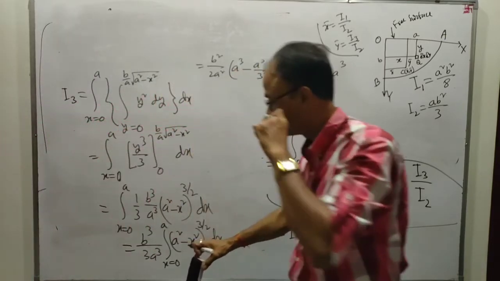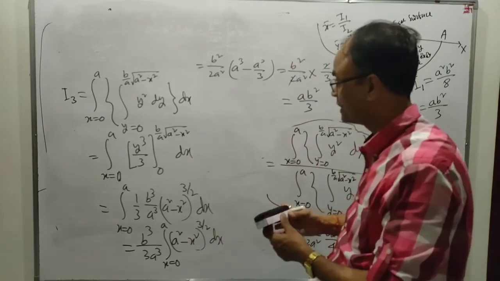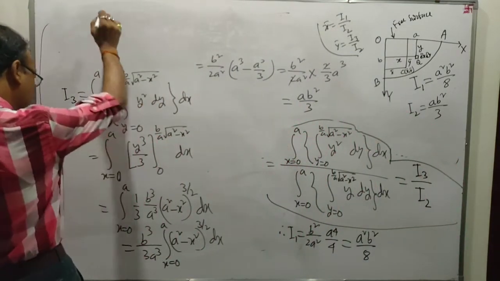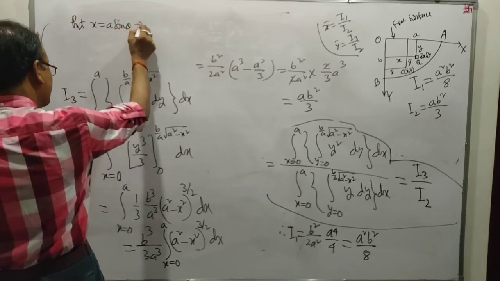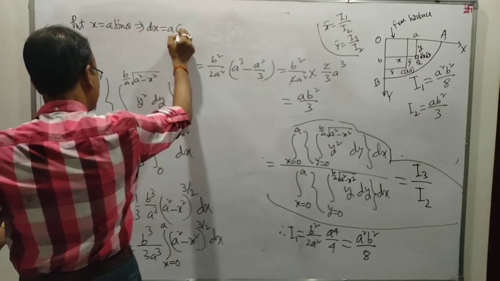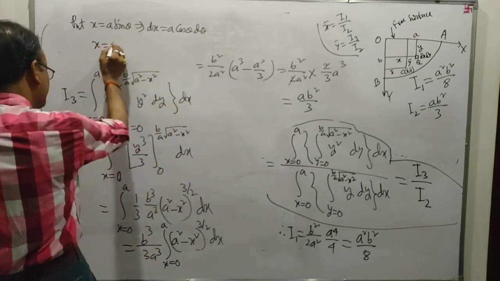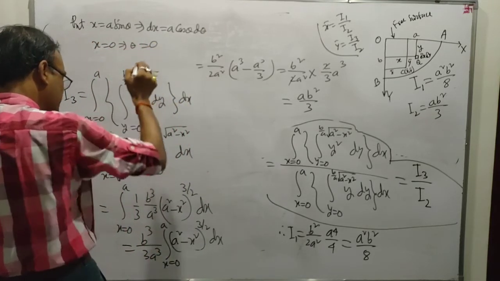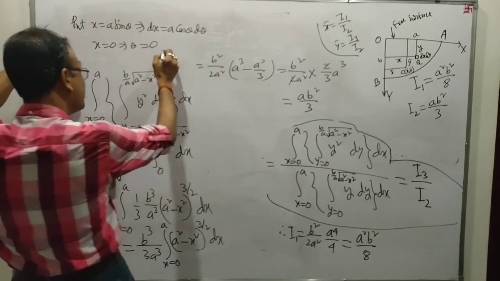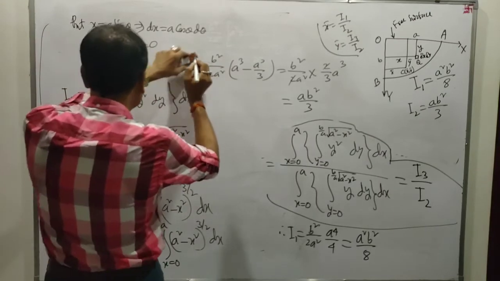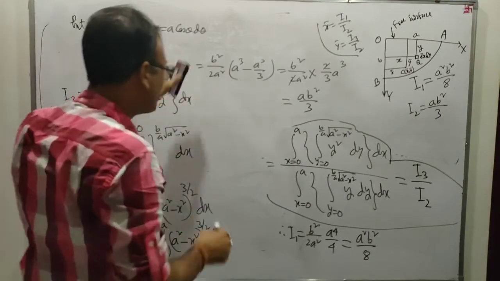To evaluate this integration, the standard approach is to put x equal to a sin θ. This means dx equals a cos θ dθ. x equal to 0 implies θ equal to 0, and x equal to a implies θ is equal to π/2.